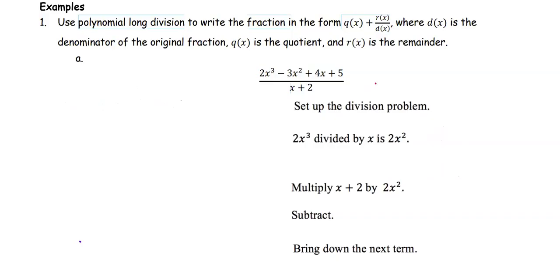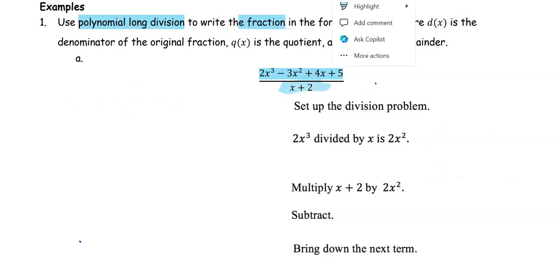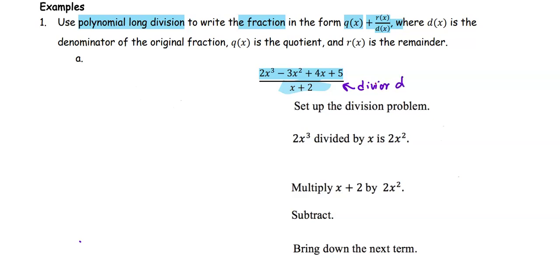Let's take a look at an example. We're going to use polynomial long division to write the fraction in the form of q(x), the quotient, plus r(x), the remainder, divided by d(x), which is the denominator of the original fraction, also called the divisor. So this is the divisor, d(x). The numerator is already in descending order: power 3, power 2, power 1, and power 0. Starting by setting up the division problem, rewrite the numerator x to the third minus 3x to the second plus 4x plus 5.